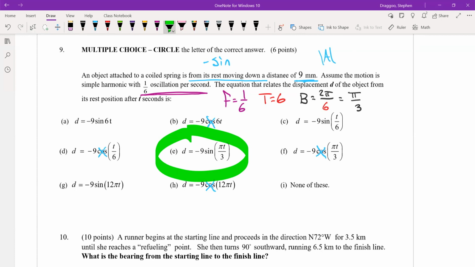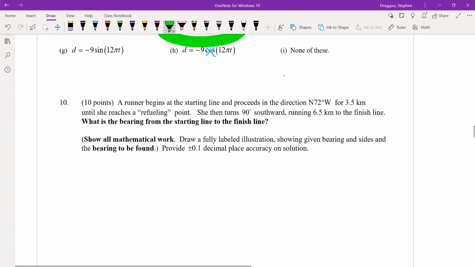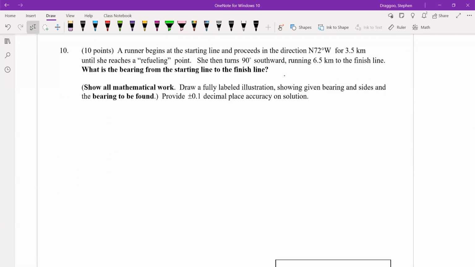What else? Okay. To someone's question from earlier, the bearing problem. Here it is. So what do we have? A runner begins at the starting line, presumably of a race, and proceeds in a direction of 72 degrees west of north for 3.5 kilometers until she reaches a refueling point, turns 90 degrees southward, running 6.5 kilometers to the finish line. So this must be a 10K. What is the bearing from the starting line to the finish line? And show mathematical work, draw a fully labeled illustration showing the bearing size and angles to be found. At least 1 decimal place of accuracy on the solution.